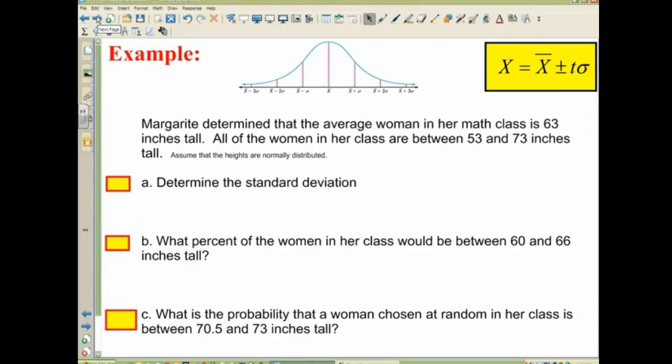So here was the problem I want to take you through. Marguerite determined that the average woman in her math class is 63 inches tall. All the women in her class are between 53 and 73 inches tall. So first thing I wanted us to do is determine what is the standard deviation. It's not given in the information directly, but we can calculate it.